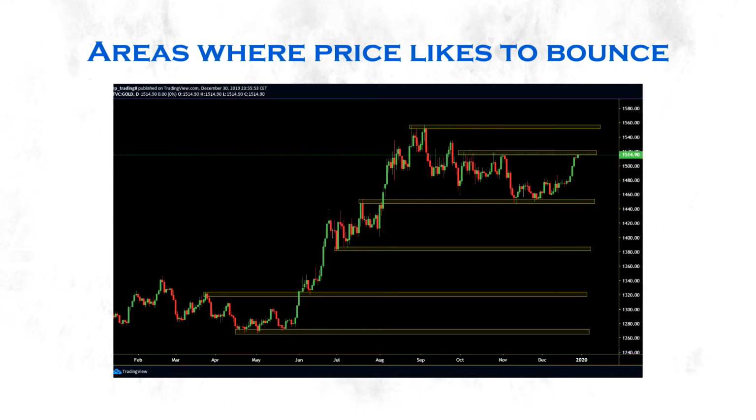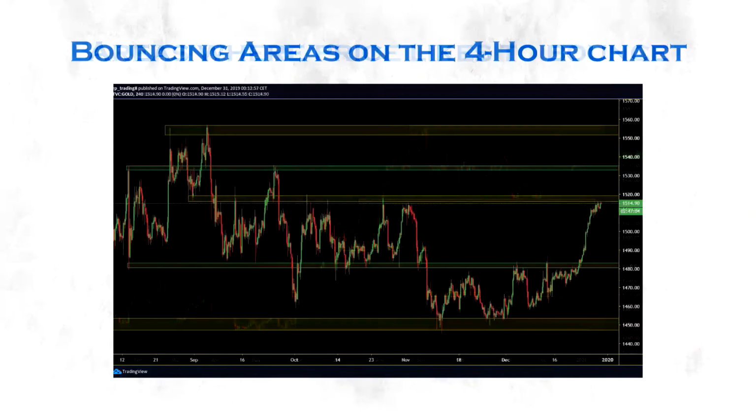The next step is to zoom in on the 4-hour candlestick chart to get a better overview and maybe add a few more levels where price likes to reverse on the smaller time frame. The reason why price continues to react in certain price areas is because of what has historically happened in the market. It is very easy to spot where price likes to reverse.